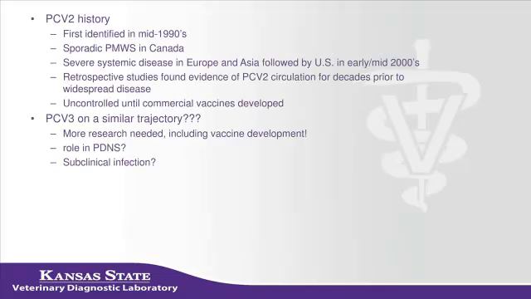So, I think most people know the history of PCV2. First identified in the 90s in Canada, sporadic outbreaks of wasting disease. It wasn't thought to be a big deal until the late 1990s, early 2000s, when this really became a worldwide epidemic of wasting disease. And it wasn't until the mid-2000s, when we had commercial vaccines, that PCV2 was controlled.